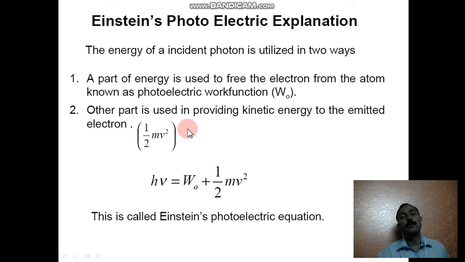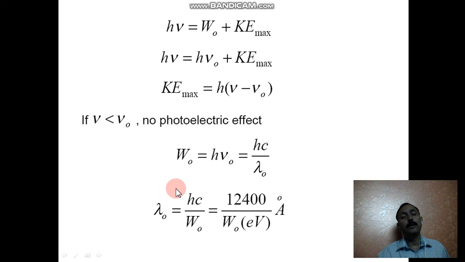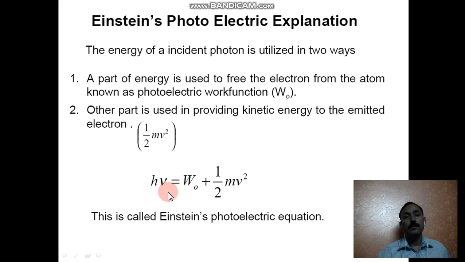The other part provides the kinetic energy to the electron, that is half mv square. So the energy of the incident photon is equal to h nu. This part is the photoelectric work function, that means electrons are just ready, then they get the kinetic energy. So h nu is equal to W naught plus half mv square. This is Einstein's photoelectric equation.